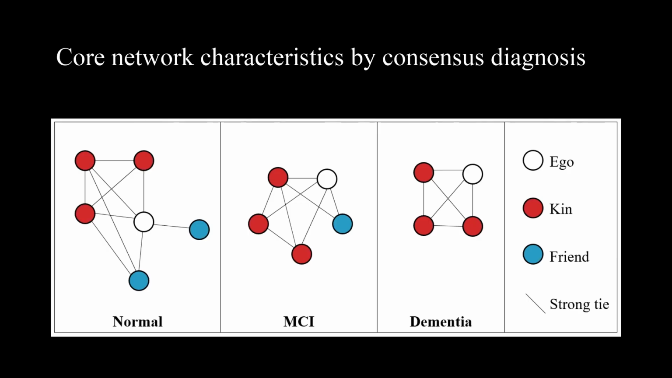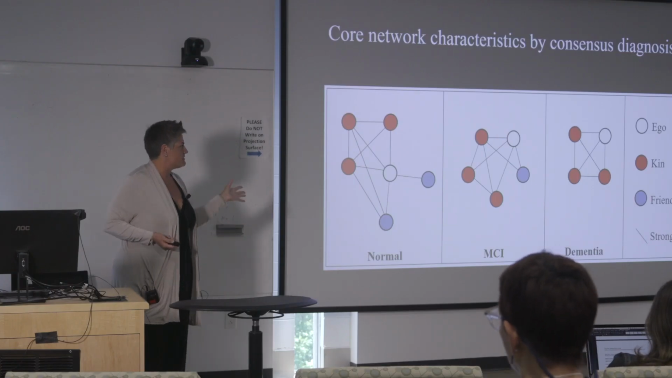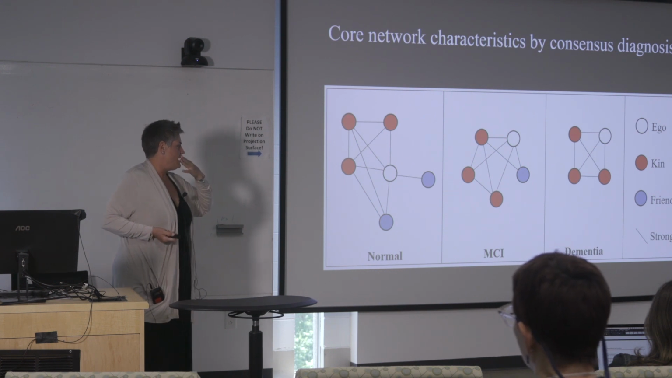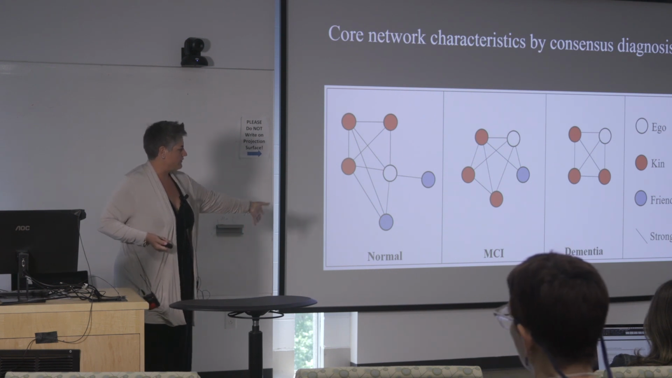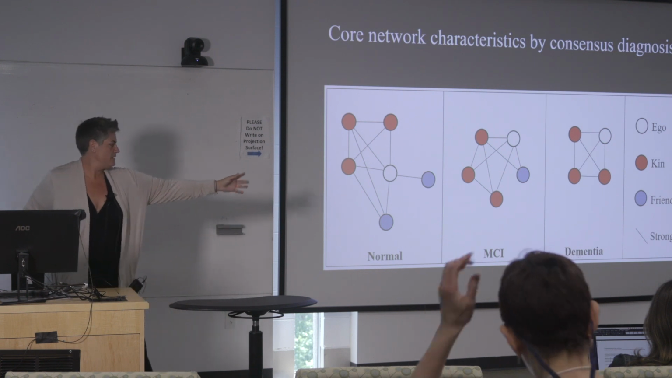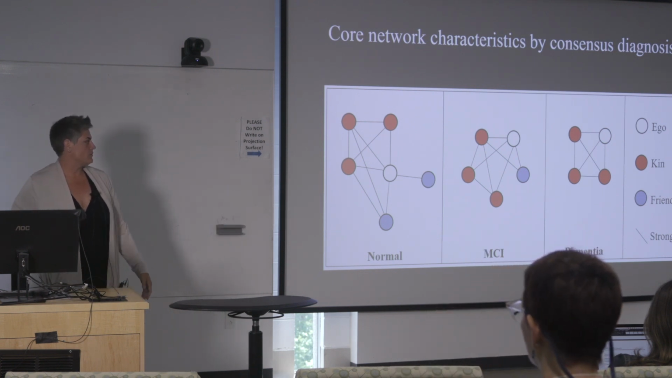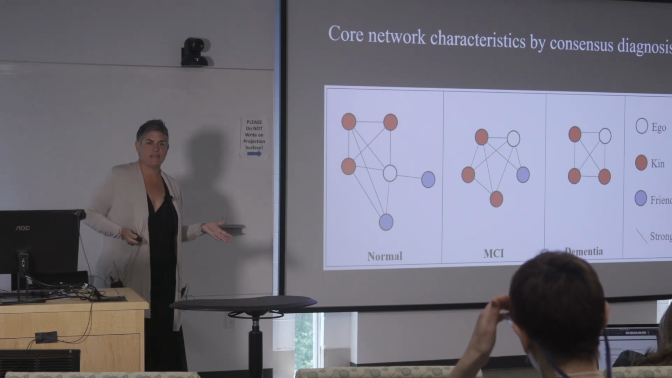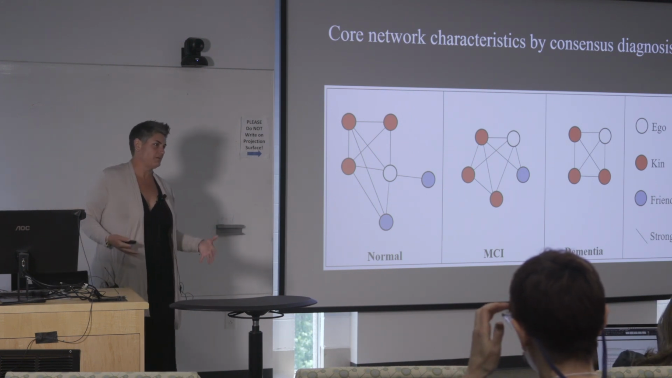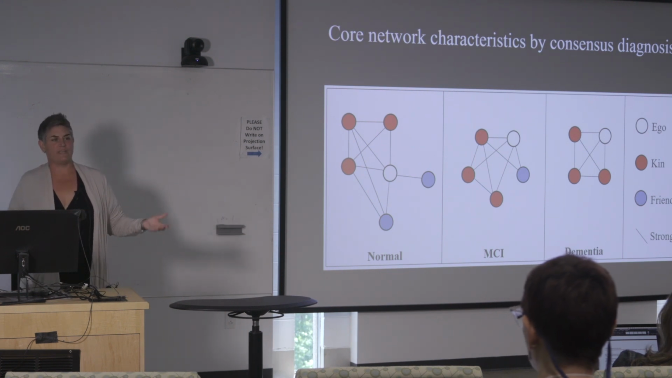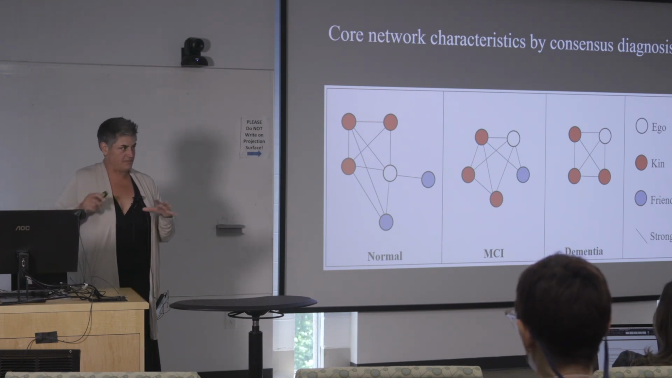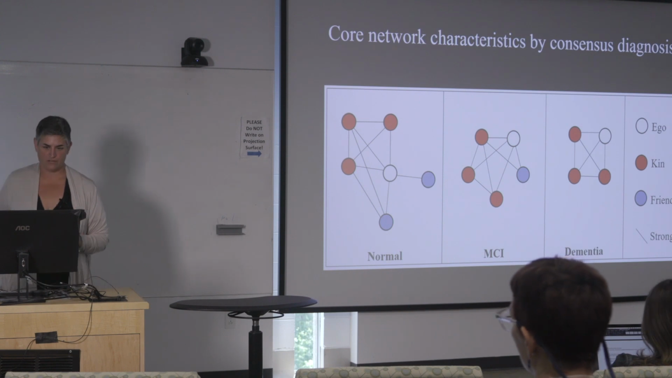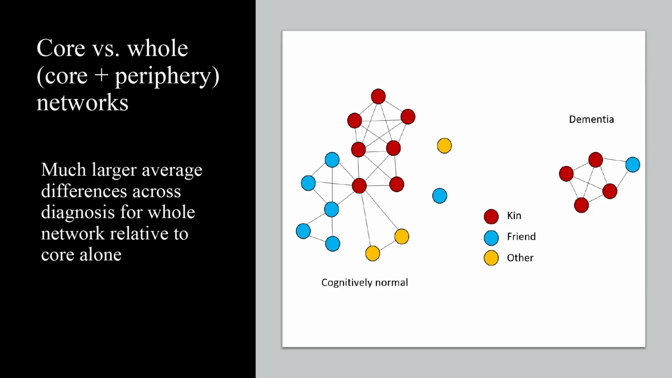So if we're looking at the ideal type, this is based on average network characteristics by consensus diagnosis. This is what they look like. We have people who are cognitively normal, mild cognitive impairment, and then people who have early stage or moderate dementia. And you can see that there are pretty decent sized network differences. But again, if you're dealing with small networks, it's like, well, what is this really capturing, right? So how different do the larger peripheral networks look? And they look pretty different.